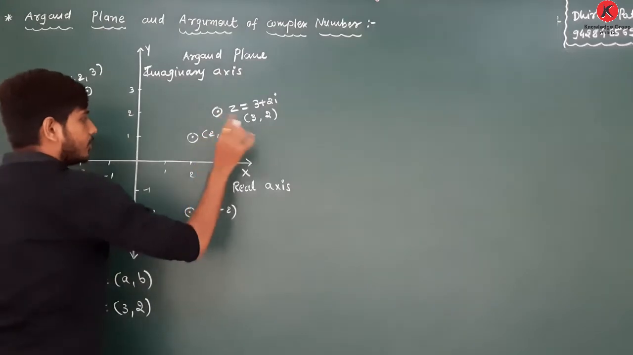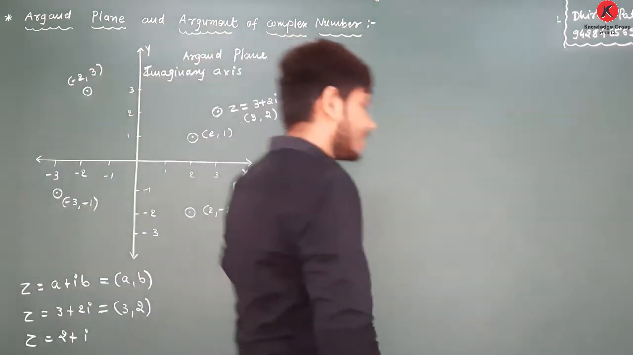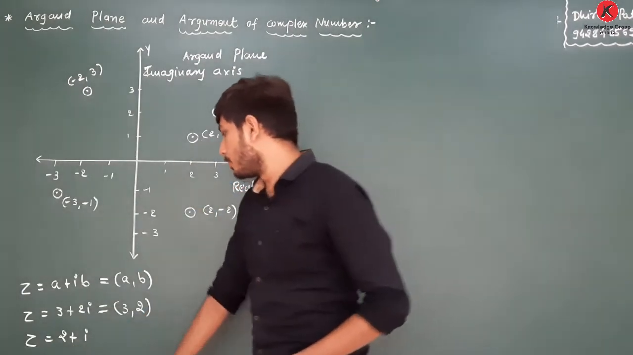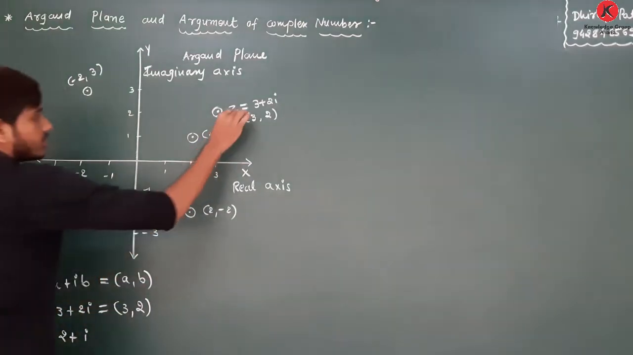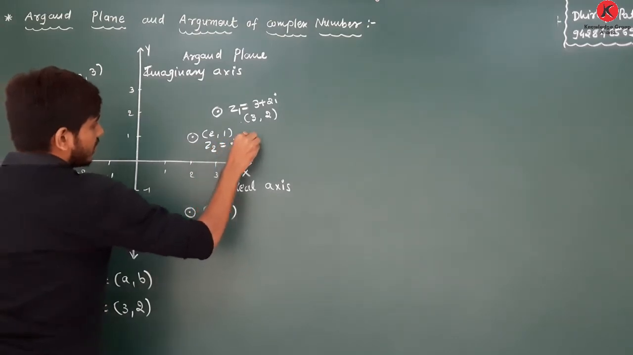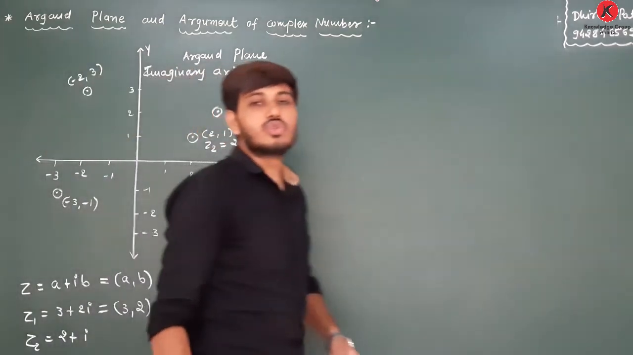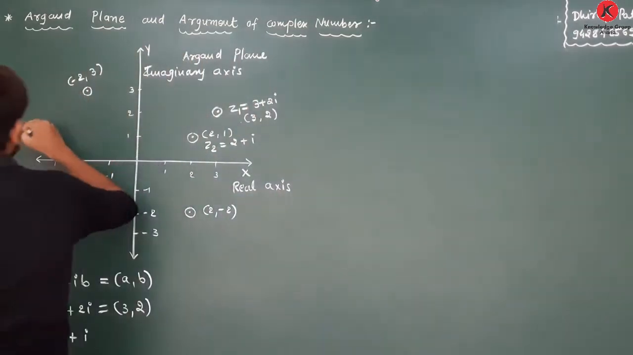If we are taking the real axis and the imaginary axis, then this number is denoted as z. Let me name them z1 and z2. So this is your z1, and this is your z2, which is equal to 2 plus i. It is also written in the form of (2, 1). Suppose this is your z3.